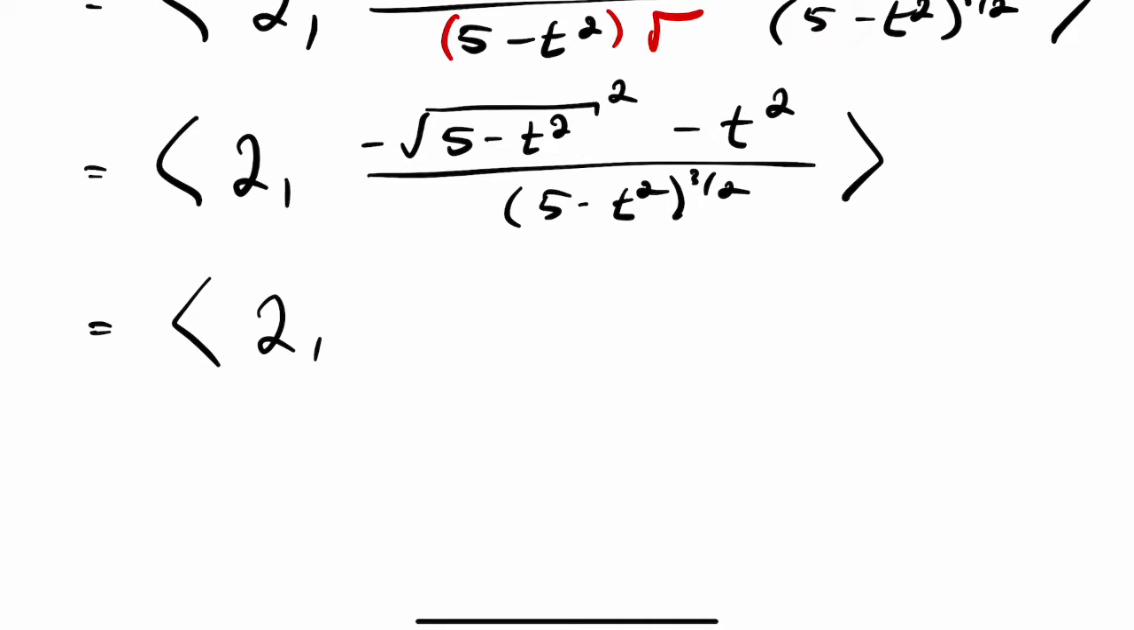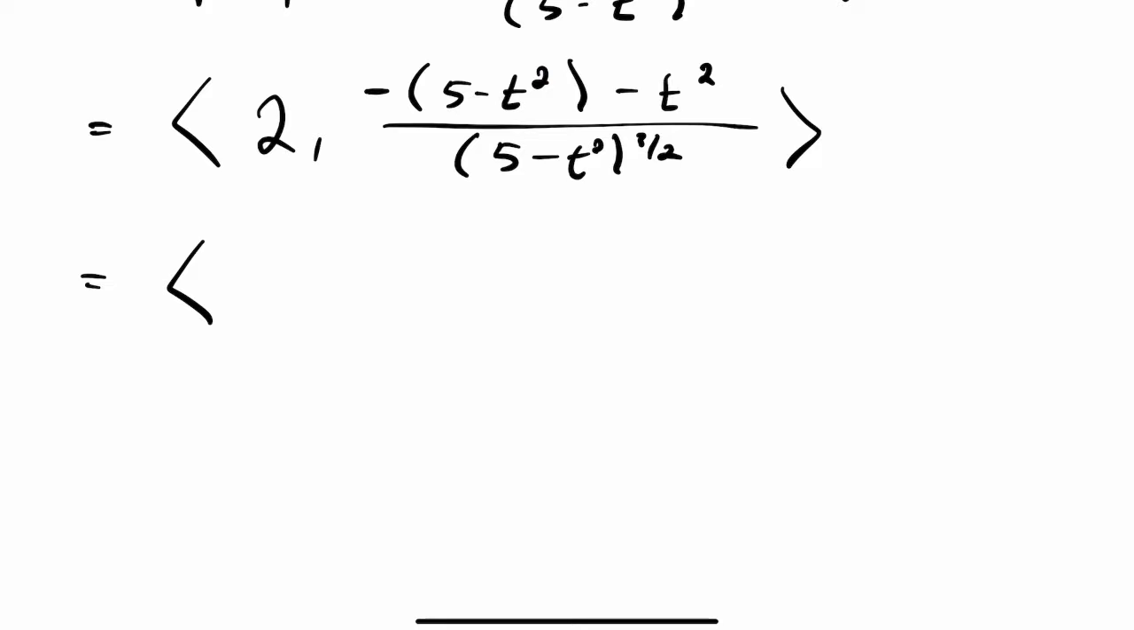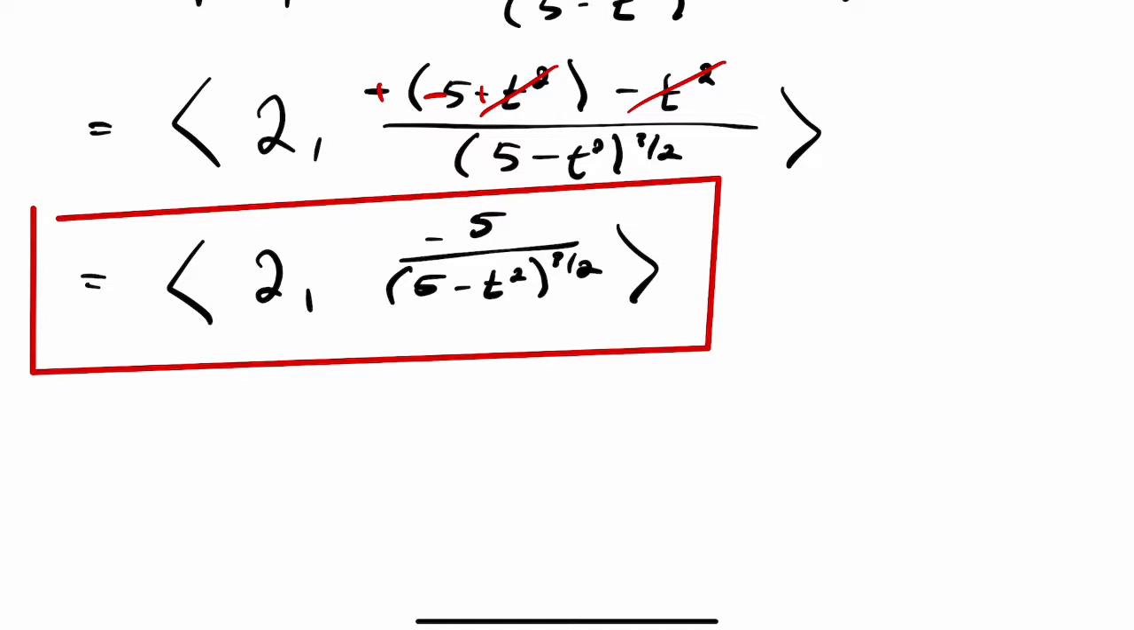Squaring that top left radical means that the radical goes away and we're left with negative 5 minus t squared, minus t squared, all over 5 minus t squared raised to the 3/2. When we distribute this negative, it's going to make the 5 negative and the t squared positive. That means that this positive t squared will then cancel with the negative t squared. So we're left with negative 5 in the numerator, and then the denominator is 5 minus t squared raised to the 3/2. And this is our acceleration vector.